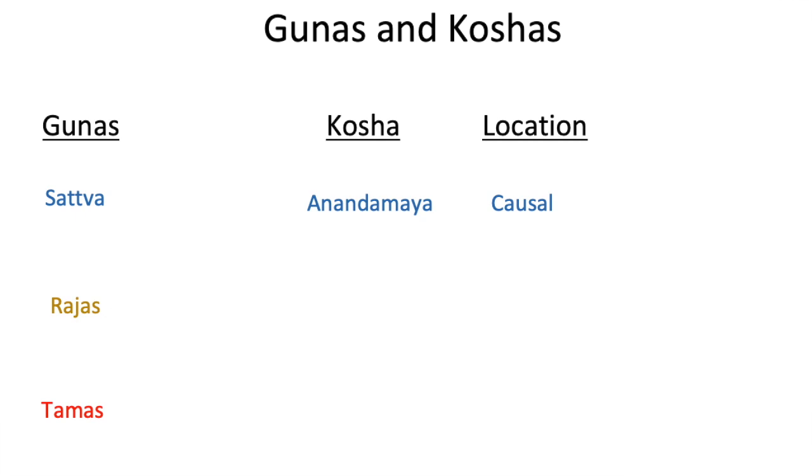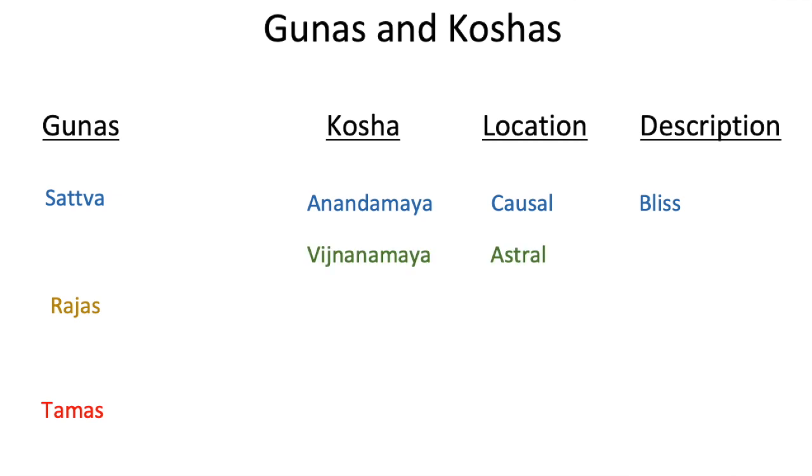So it all drops into the Anandamaya Kosha. And the next one is our Vijnanamaya Kosha. Vij means knowledge, and the Vijnanamaya Kosha is located in the astral body. The astral body, between the forehead, right below the crown of the head, is the location of the astral body.